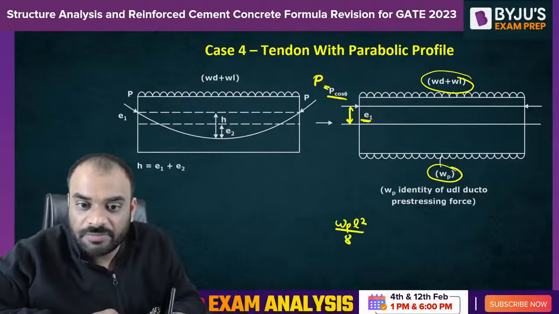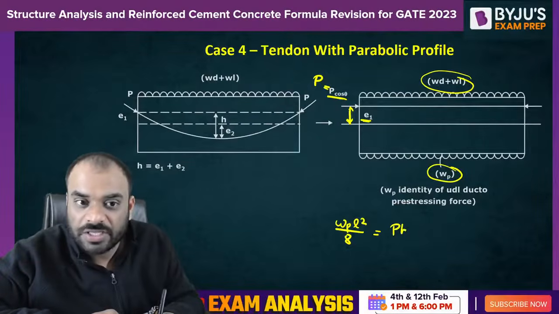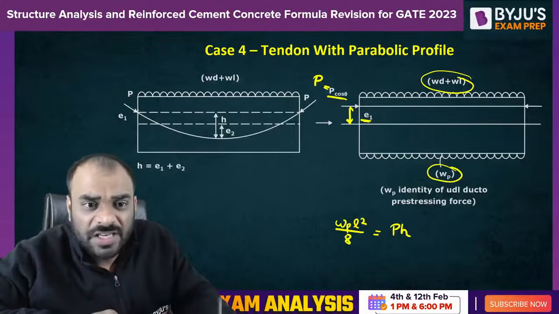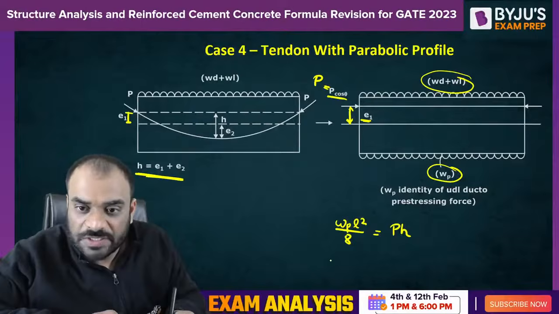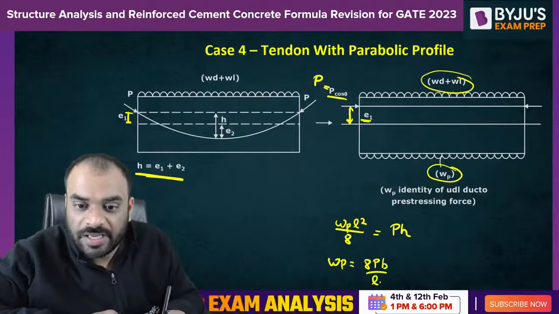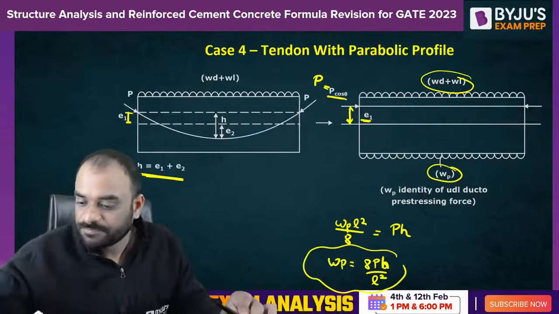WP L square divided by 8 is equal to P into H. This is the formula. What is H? H is nothing but E1 plus E2, right? So what is the value of WP? WP will become 8PH divided by L square. This is our formula for WP.